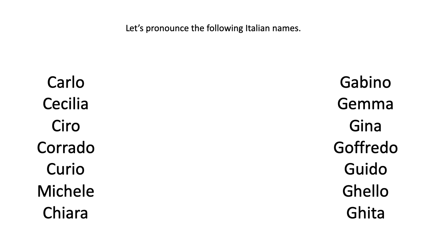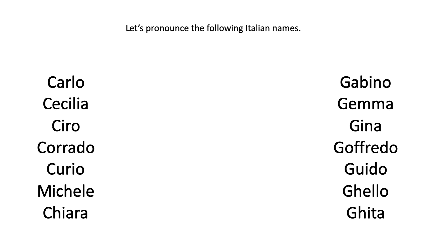The first one, Gabino. Right? G has the hard sound with A, Gabino. Secondo nome, second name, we have to remember that with the E, G has its soft sound, j, right? So you don't read that Ghemma, you read it Gemma. Gemma. Terzo nome, third name, Gina. Gina. Not Hina, not Ghina, right? With I, G again has its soft sound, j, so Gina.